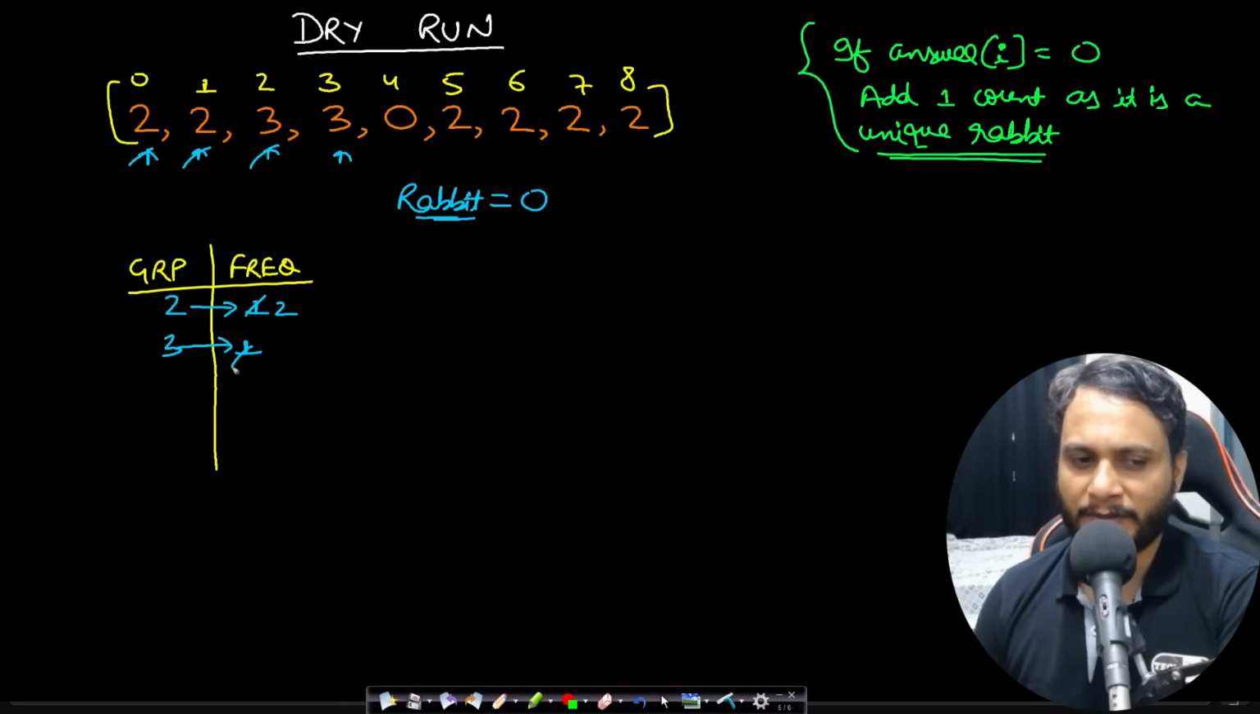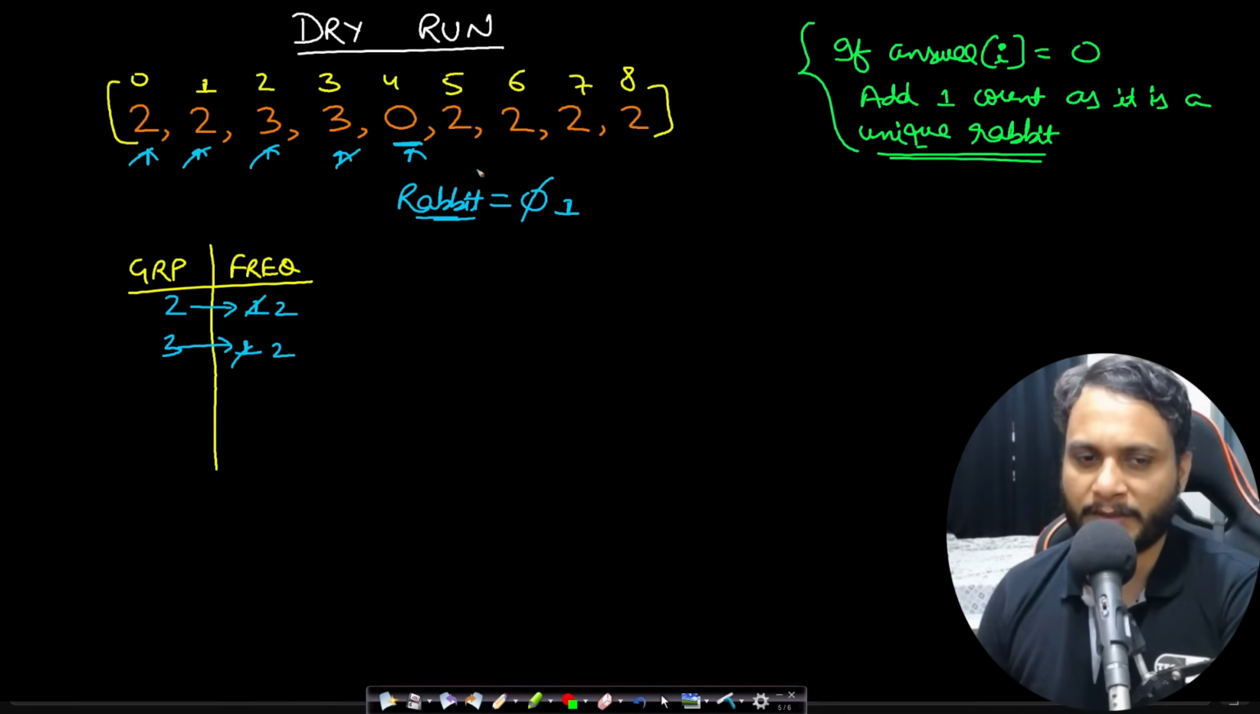When I see another 3, frequency of 3 becomes 2. When I see a 0, this means this is a unique rabbit with a unique color, and so no other rabbit has the same color. So I can immediately add a 1 for this count because this group is already containing one rabbit, which is itself. And so I can increment the counter, and I can move on.